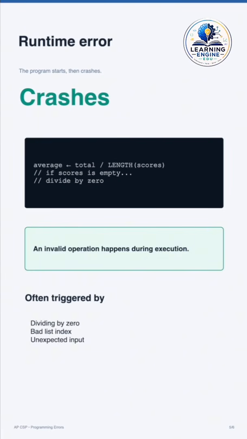A runtime error happens after the program has already started. An invalid operation such as dividing by zero, using a bad list index, or receiving unexpected input causes the program to stop. In other words, the code can begin executing, but it cannot successfully finish.